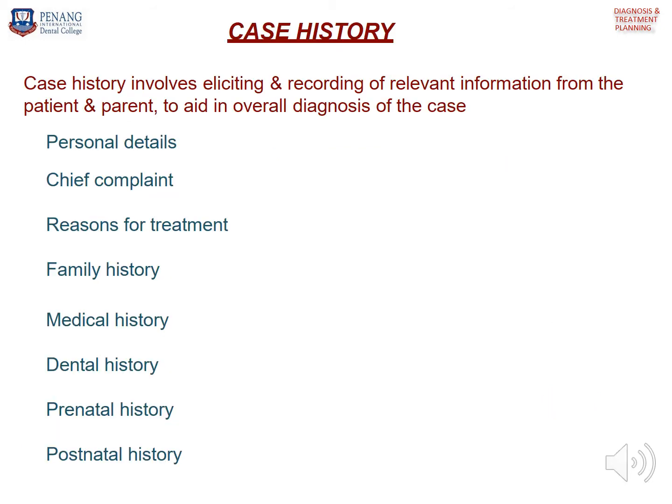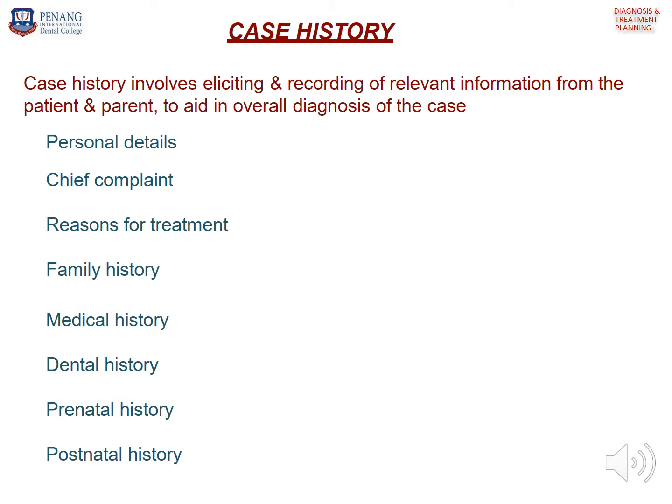So now we will go into the detail of each one of the essential diagnostic aids. So the first one is the case history. Case history involves eliciting a recording of relevant information from the patient and parents to aid in overall diagnostic of the cases. What we need to know from the case history firstly is the personal details, such as the age, and then the gender, the name of the patient.